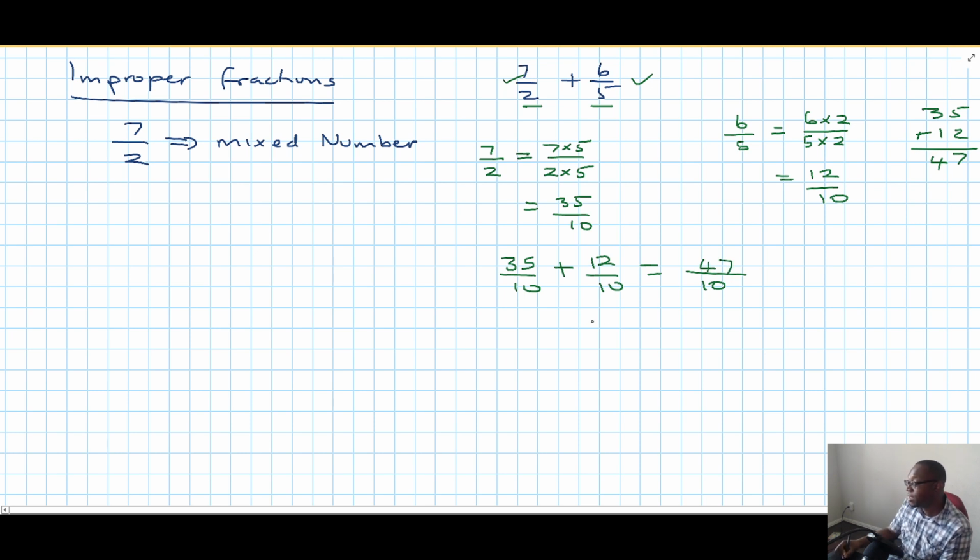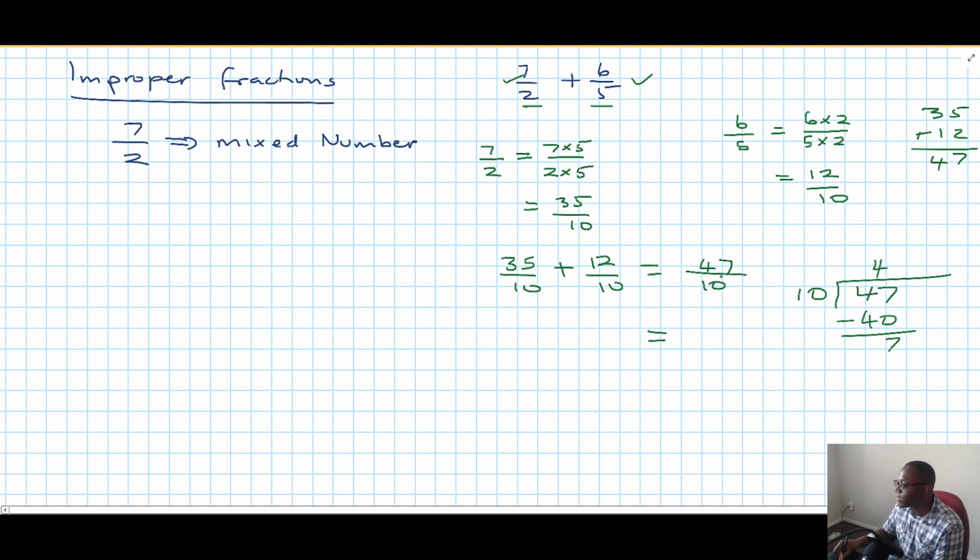Now you can leave it this way, or you can convert that to a mixed number. It depends on what your teacher is asking you to do. But if you want to convert to a mixed number, here's what you do. 47 divided by 10. How many groups of 10 can you get in 47? I'll say that's 4. 4 multiplied by 10 is 40. When we subtract, we're left with 7.